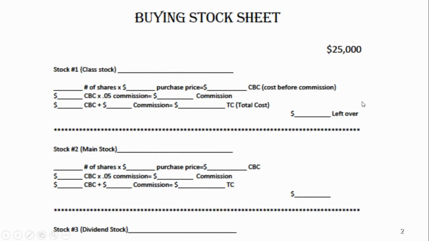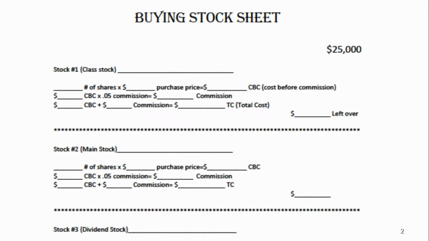So this should be page 2, buying stock sheet. And you will notice that on the buying stock sheet, there is a place for you to buy 5 stocks. The only stocks that are mandatory that you buy are the first 3. You must do the class stock, which we will do together as a class, so that I can show you how I want things done.